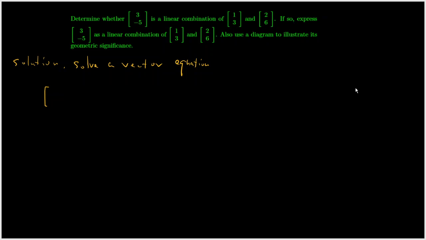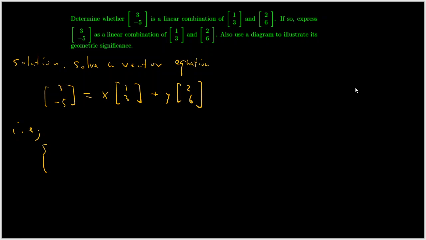The vector equation this time is very similar to before. You have (3, -5). I really should have given some notations for the vectors. (3, -5) is equal to x times (1, 3), and then plus y times (2, 6). As long as you know what's going on, it's okay to go directly from the vector equation to a linear system. Now let's try that.